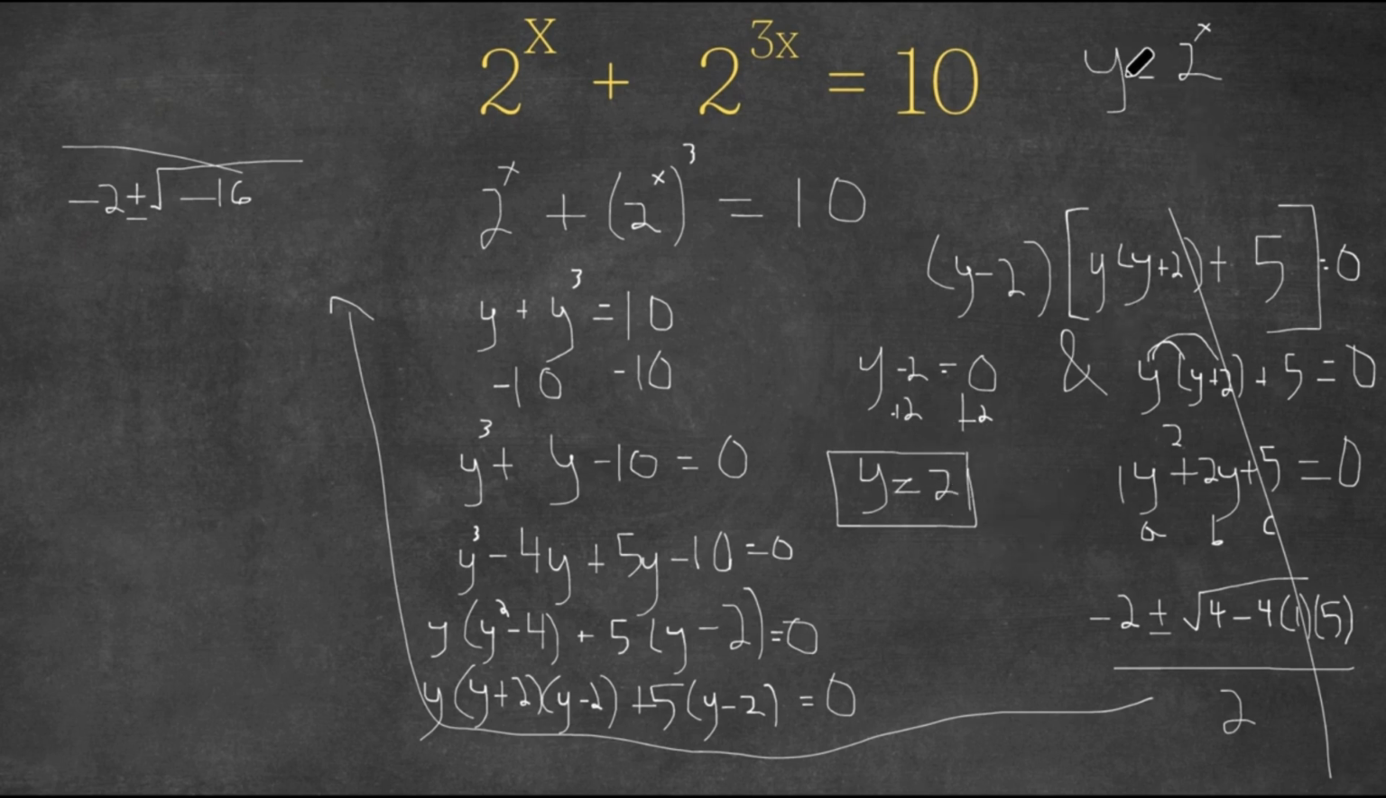So now, as you can see, y equals 2 to the power of x. Because we already know that y equals 2, we have 2 equals 2 to the power of x. And 2 to the power of what equals 2? 1, because anything to the power of 1 equals itself, meaning x equals 1.